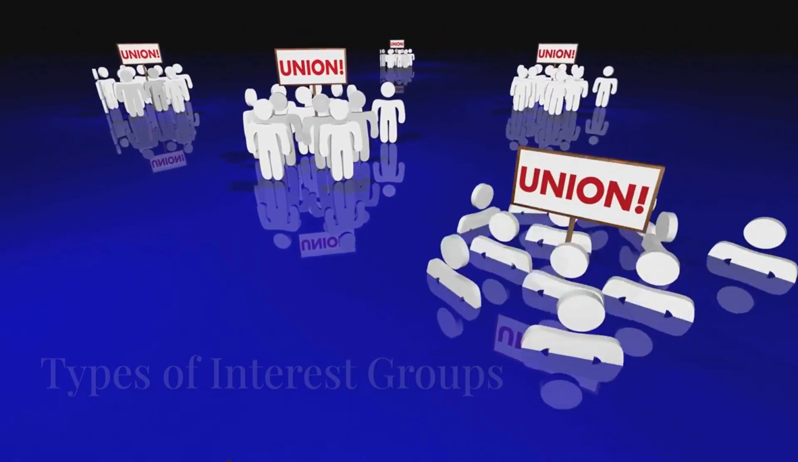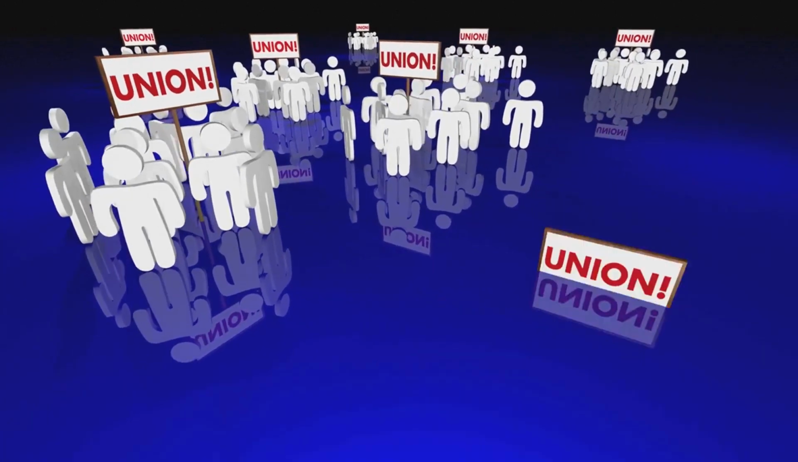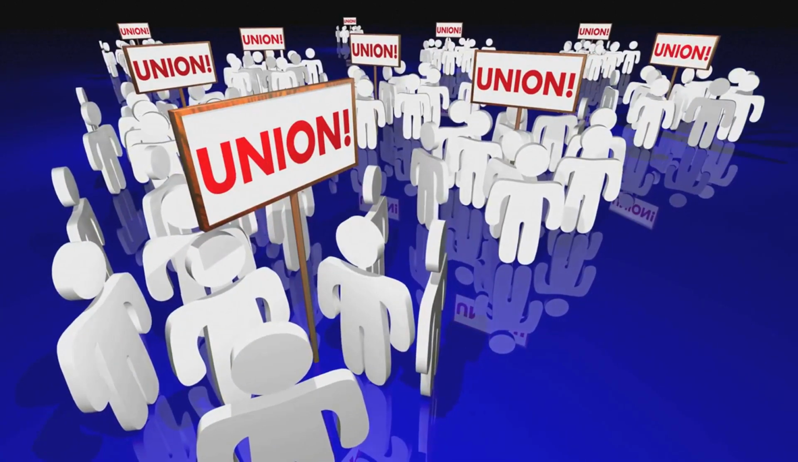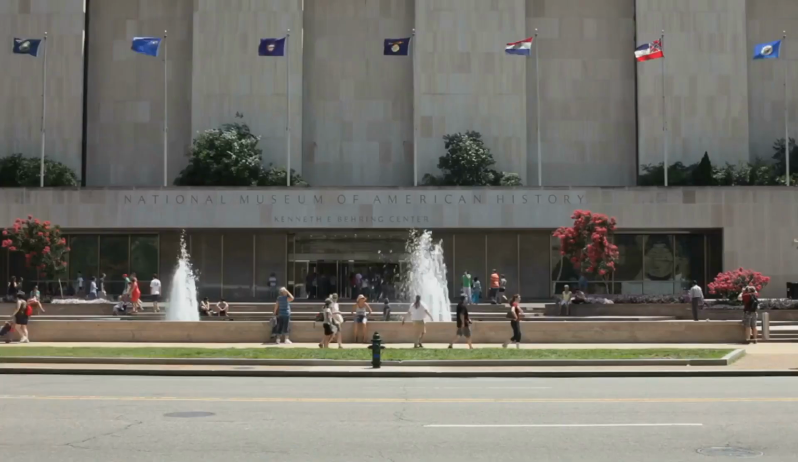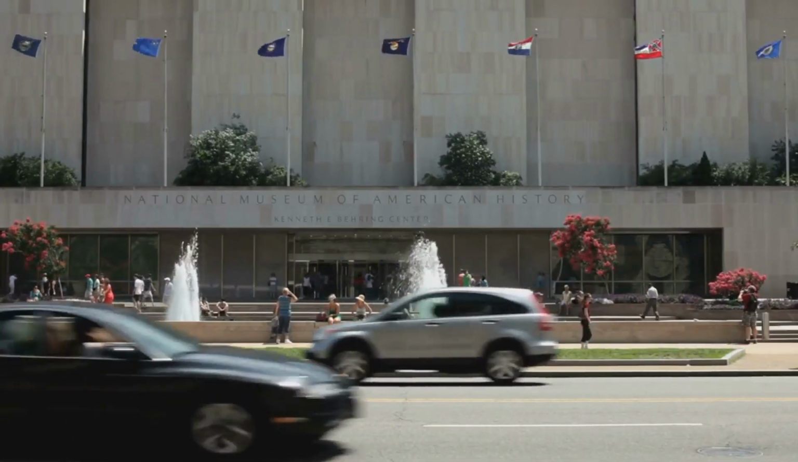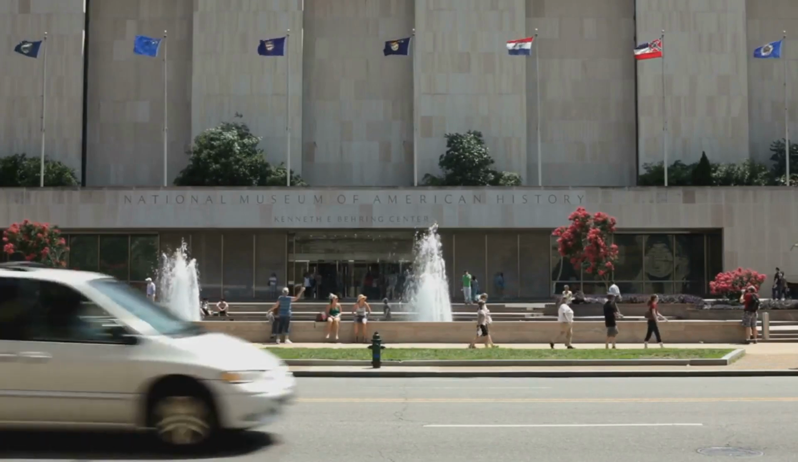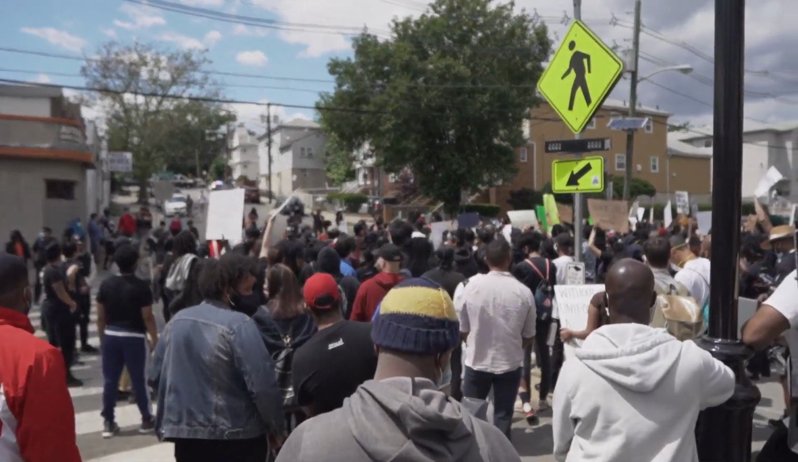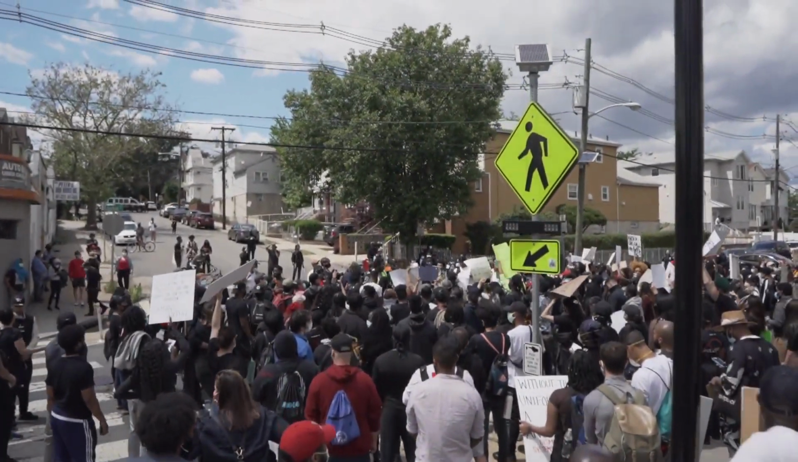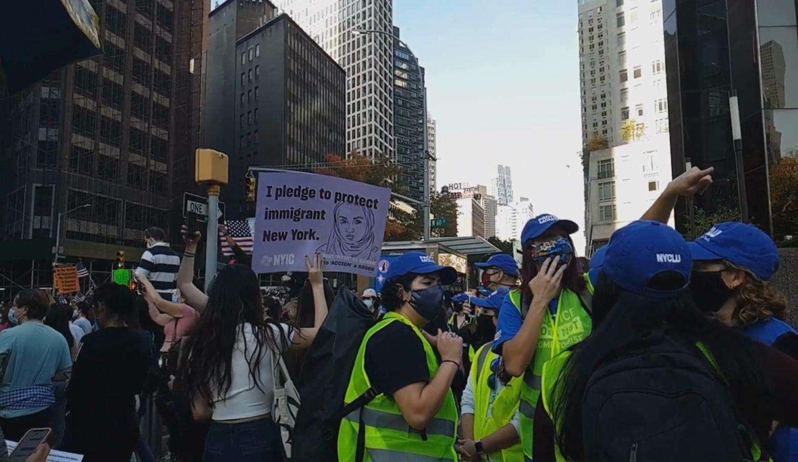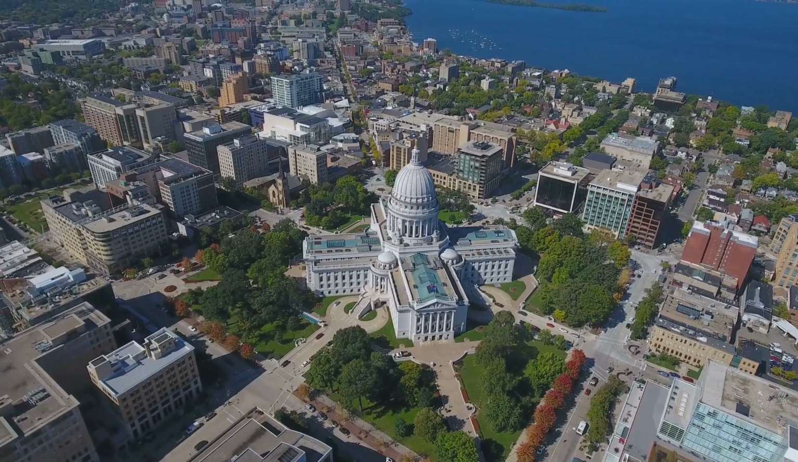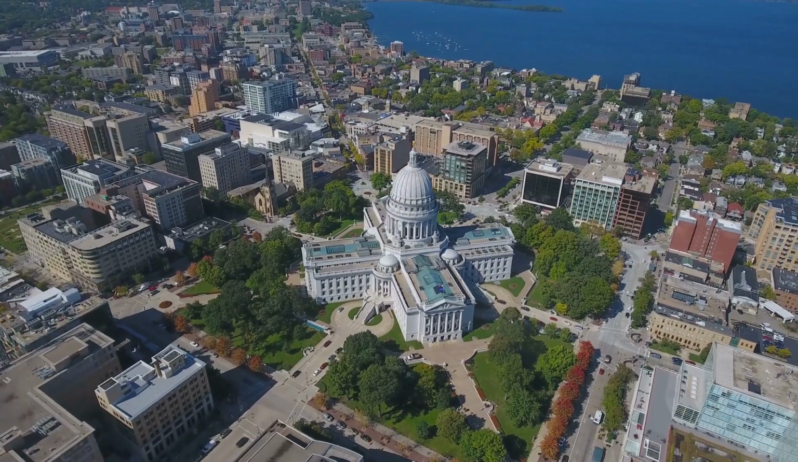Types of interest groups include economic interest groups, which represent business, labor unions and trade organizations, for example, the Chamber of Commerce and AFL-CIO. Public interest groups advocate for causes affecting the general public, like the ACLU and Sierra Club. Government interest groups represent states, cities or foreign governments, such as the National Governors Association.